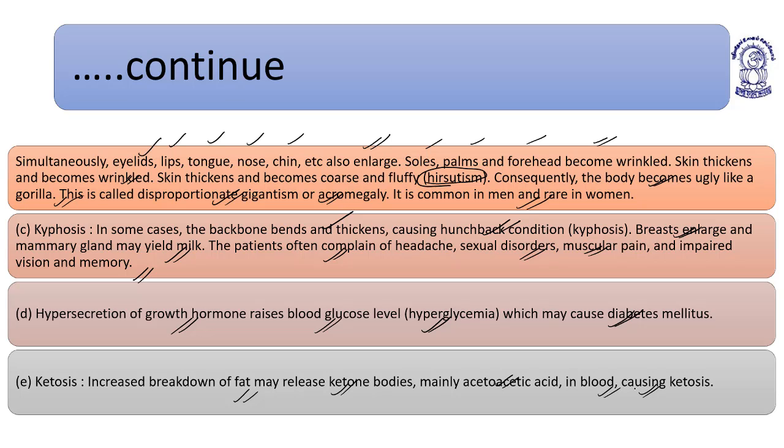So kyphosis is basically bending of backbone forwards and thickening, causing humpback condition. Breasts enlarge and mammary glands yield milk. The patient often complains of headache, sexual disorders, muscular pain, and impaired vision and memory. Hypersecretion of growth hormone raises blood glucose level, that is hyperglycemia, which may cause diabetes mellitus. Ketosis, increased breakdown of fat, increases the amount of acetoacetic acid and beta ketoesters in blood, causing ketosis.